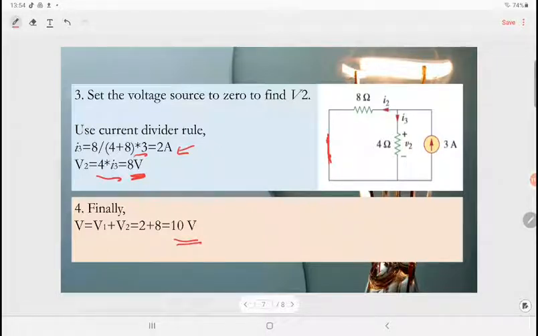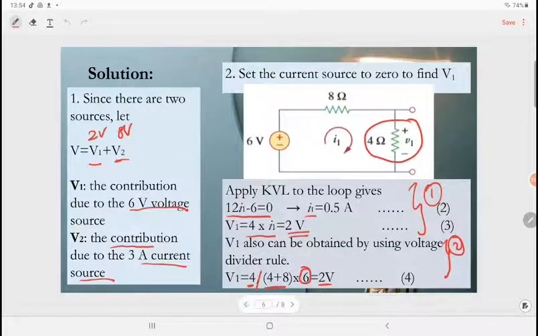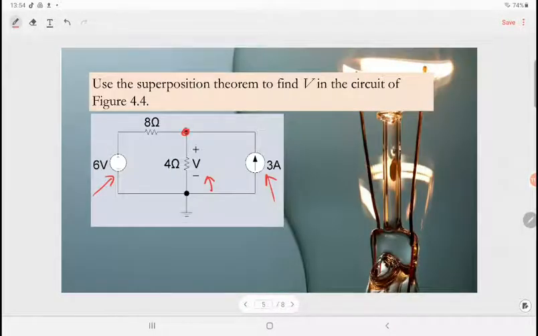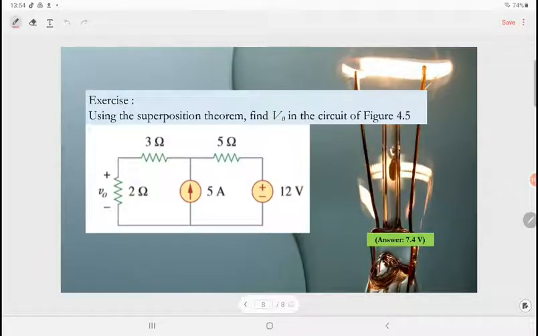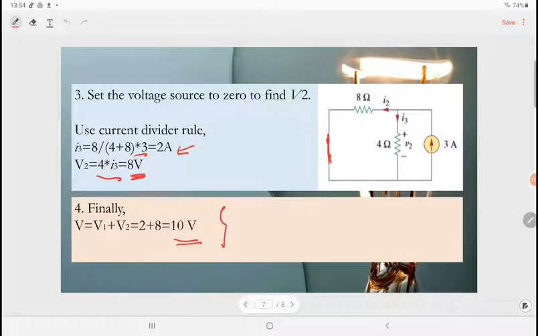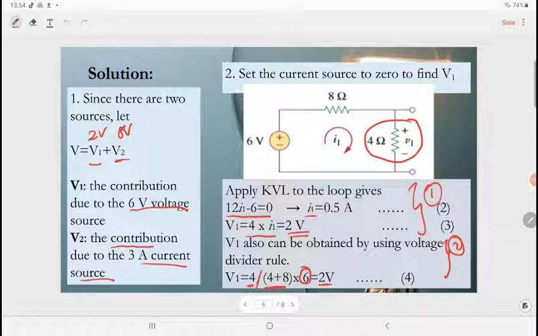Maybe you can try to check whether this answer is correct or not by using nodal analysis and so on, to check whether you got the same answer. If we use the superposition theorem, you should get the same answer, guys. So this is the superposition theorem. I think it's not that complex.